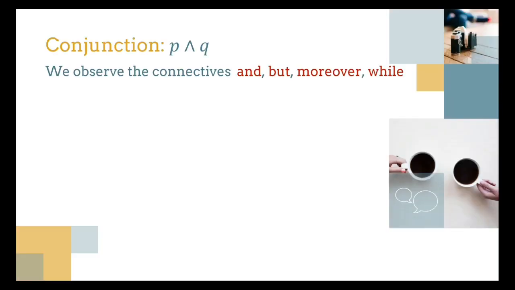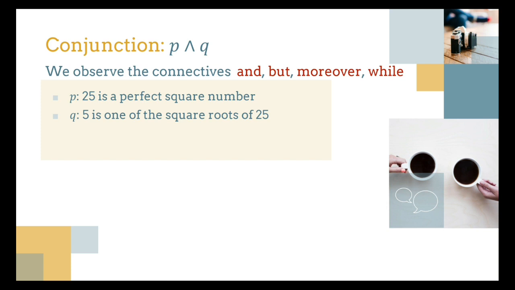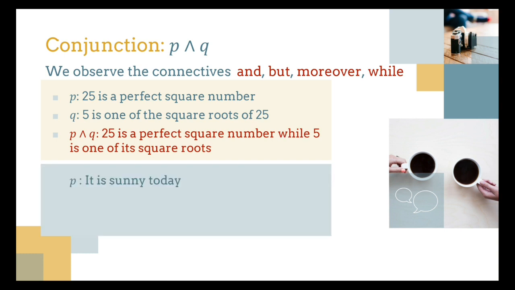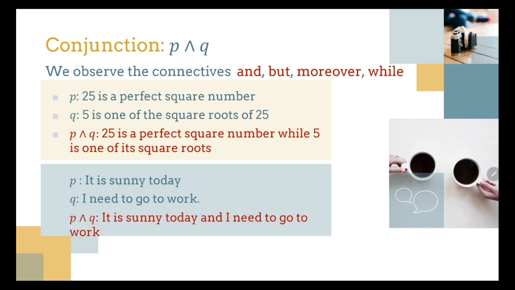Conjunction. We observe the connectives and, but, moreover, while, in short, and. Example, if you have P statement, 25 is a perfect square number, and you have Q, 5 is one of the square roots of 25, then P and Q: 25 is a perfect square number, while 5 is one of its square roots. Next, P, it is sunny today. Q, I need to go to work. So P and Q: it is sunny today and I need to go to work.